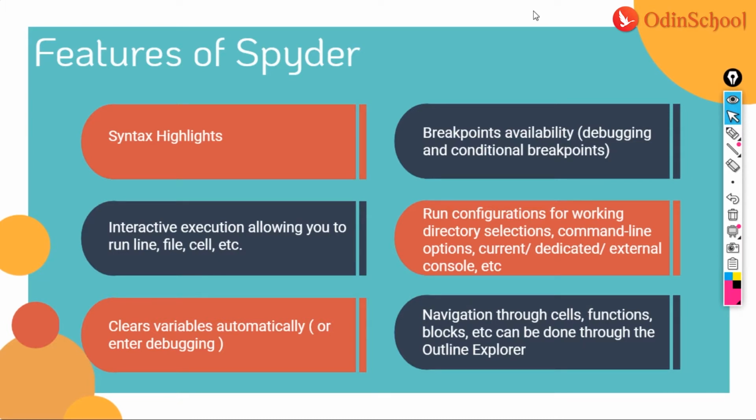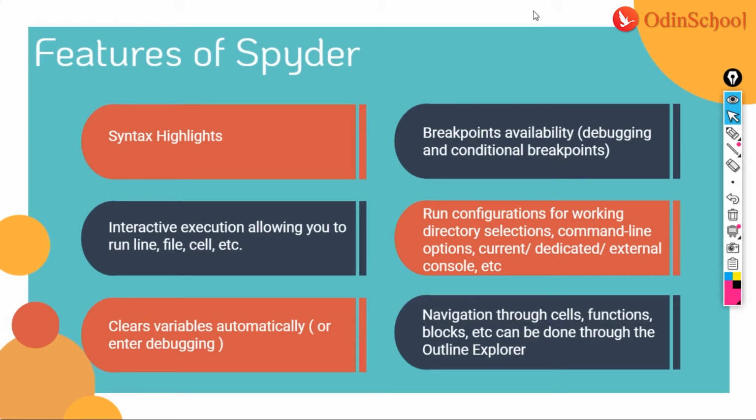Then the third one you have is interactive execution. So here you could either run a line, you could run a file, or you could run a cell. So you have different options. It's not locked wherein there's only one line and you have to ensure that the code is inserted there only. Well, this is how Jupyter IDE works. It's a bit less interactive in terms of execution as compared to Spider ID, is what I would say at least. Then the next one is you could run configurations for working directory selections, command line options, or current or dedicated external consoles, etc. You could do it for any of these.